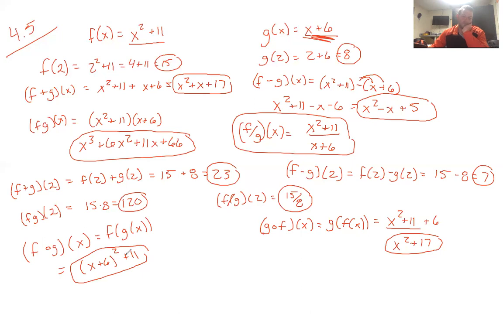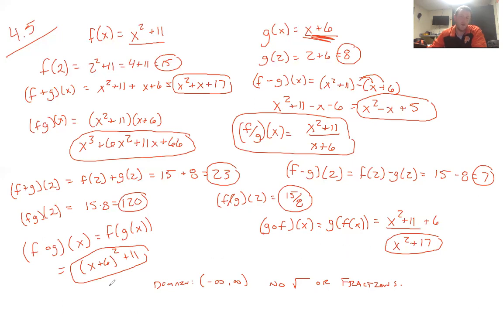Domain. Remember, domain and range, well, domain especially: if there's no fractions or no square roots, your domain will always be negative infinity to infinity, as long as there's no square roots or fractions. So these two both, no fractions, no square roots, negative infinity to infinity.